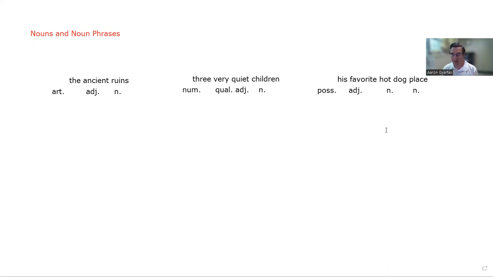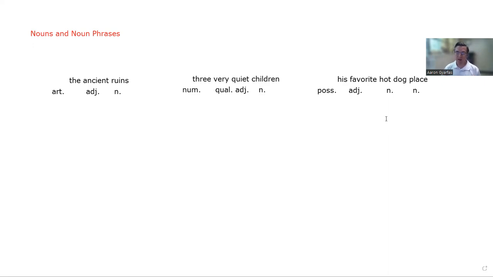Hot here is not an adjective. We cannot separate the hot from the dog. We're not talking about a dog that is hot. We're talking about a hot dog. So hot dog is a noun. We're going to treat those 2 words as one chunk. And then place is a noun.